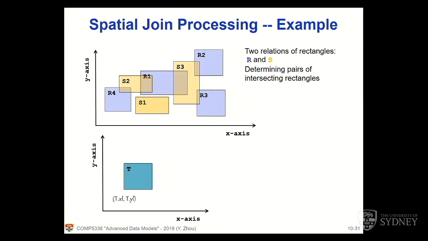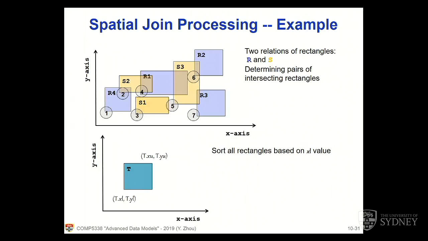First, we can sort. Because they're all rectangles, we don't need to remember all 4 corners. Just the bottom left and the top right would be enough. So we use the bottom left and top right to represent a rectangle. And then we can sort all the rectangles in both relations based on the bottom left x-axis. So we only look at one dimension, and it becomes something like this.